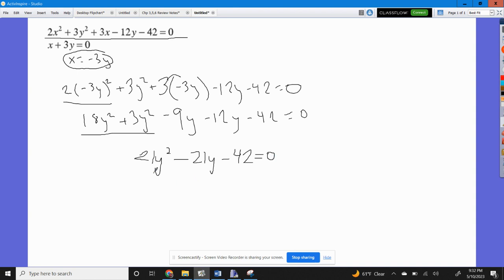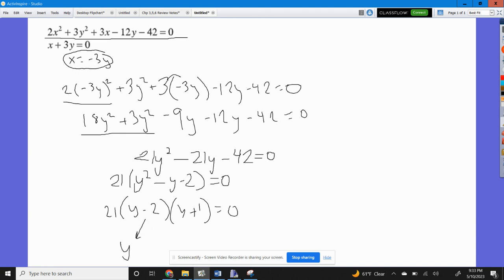If I notice here, the GCF in this entire thing is 21, so we're going to divide everything by 21. And that's going to get me y squared minus 1y minus 2. And that is something that can be factored. When I factor this, I'm going to get y minus 2 and y plus 1. Still have my 21 out front, but it will not change my solutions. So from here, I'm going to get y equals 2 as a solution. And from here, I'm going to get y equals negative 1 as a solution.